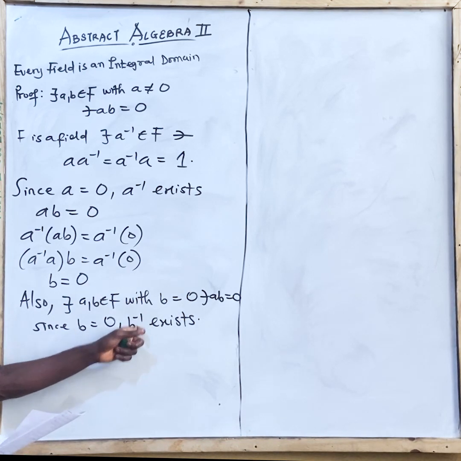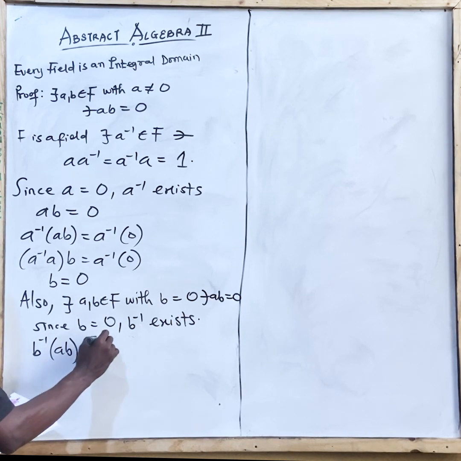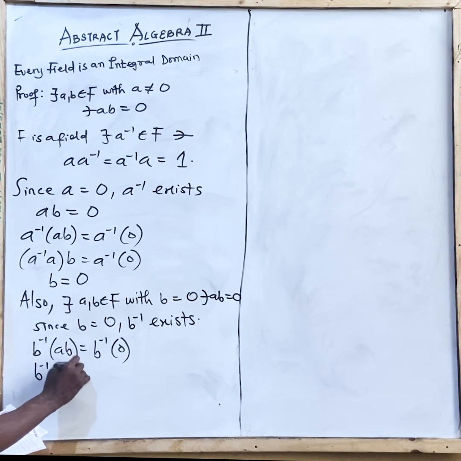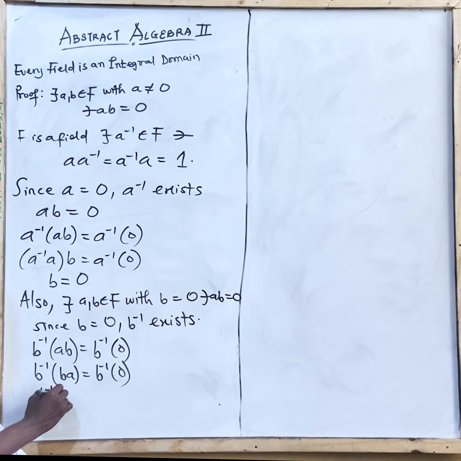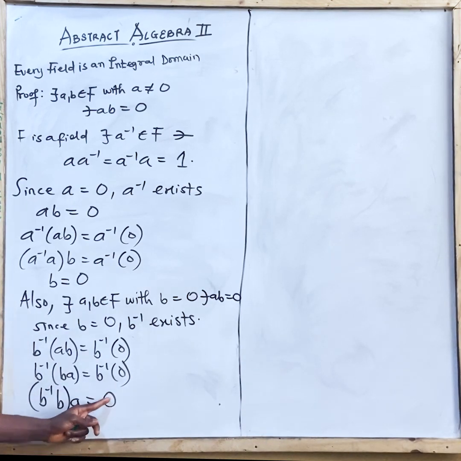So you must always bring in this multiplicative inverse here. So this implies that B inverse times AB equals B inverse times 0, and this will be B inverse times BA equals B inverse times 0. I can write this as B inverse times B times A equals 0, because this multiplied by 0 will give me 0.